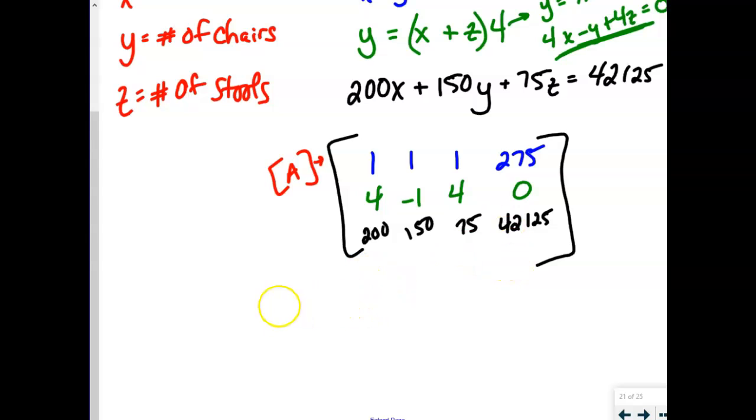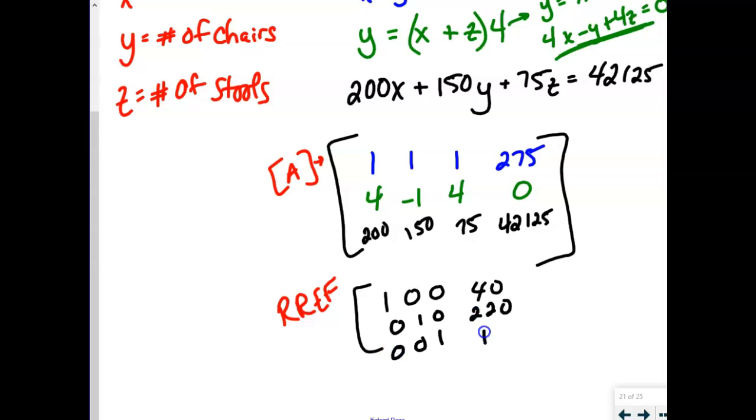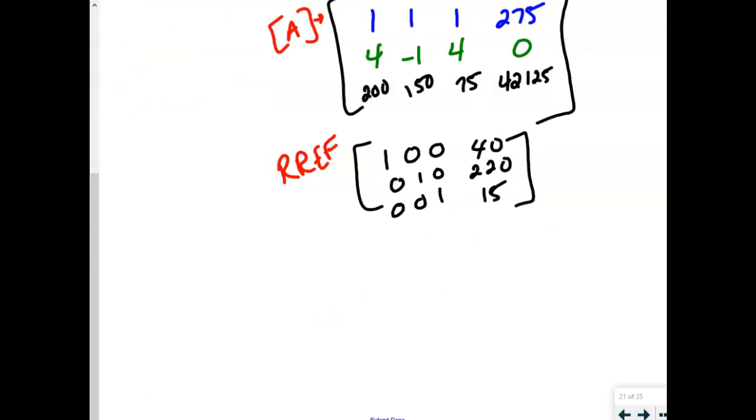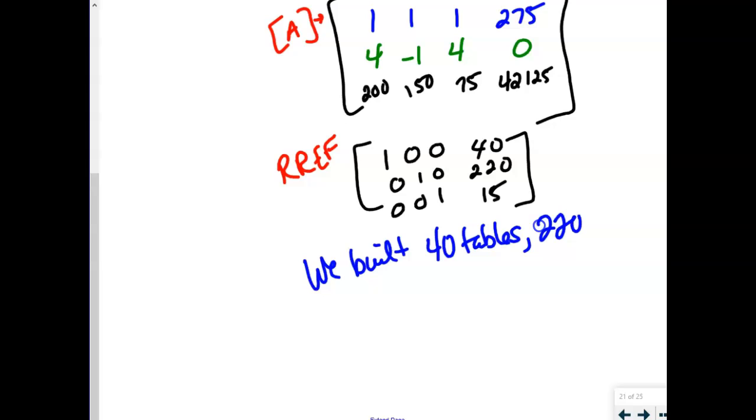So after we perform RREF on this baby, I'm told you guys get some nice answers. You get 40, 220, and 15. Which, you know, if you show up to your boss and you hand him this matrix, he's going to think you're a psychopath. So you're going to tell your boss what? We built 40 tables, 220 chairs, and 15 stools. We sold that.